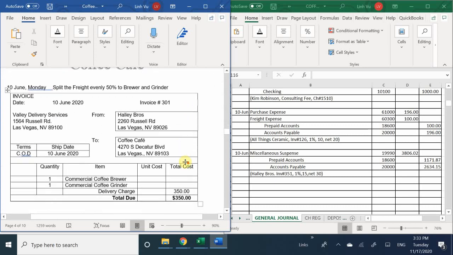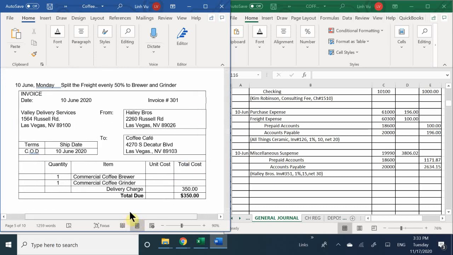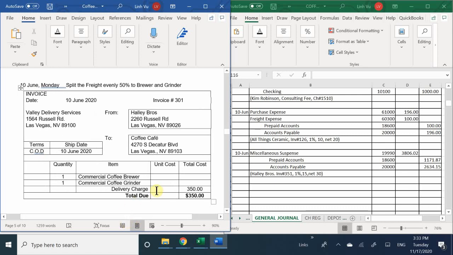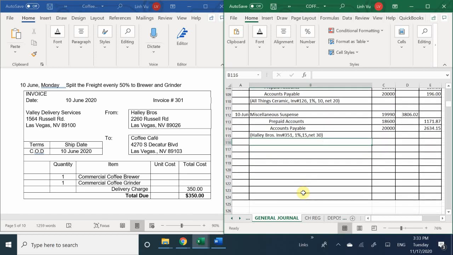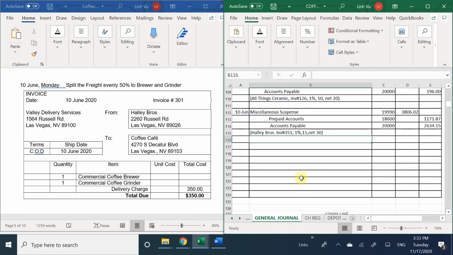So what happened here? What did I receive? Looks like it's the grinder and the brewer. Yes. What is this? This one's commercial. That's the delivery charge. And what's so significant about this delivery charge? Oh, that it's COD. So what does that mean? Cash on delivery. Like we have to pay right then and there when they drop it off.